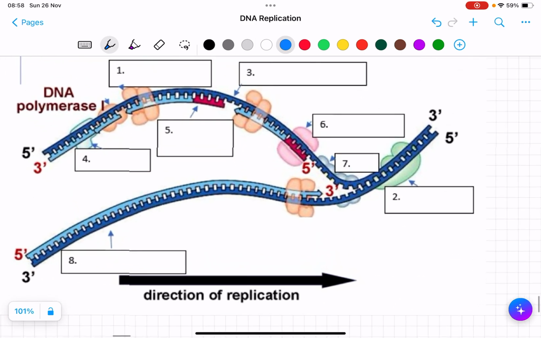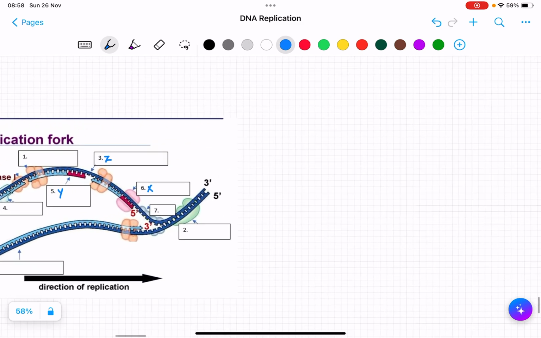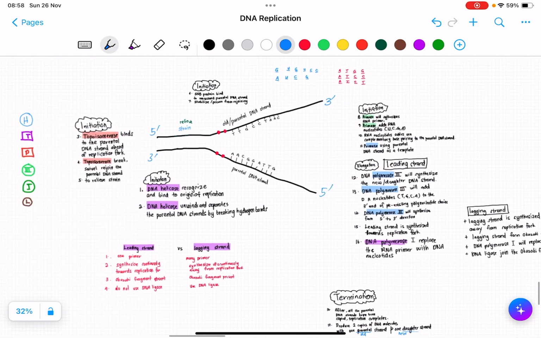Jadi, apa dia akan buat? Dia akan bagi boxes untuk awak label. Contohnya, apa tu X? Apa tu Y? Apa tu Z? Jadi, you have to be able to imagine proses tu kalau dia tengah berlaku. Jadi, kita akan go through sedikit.